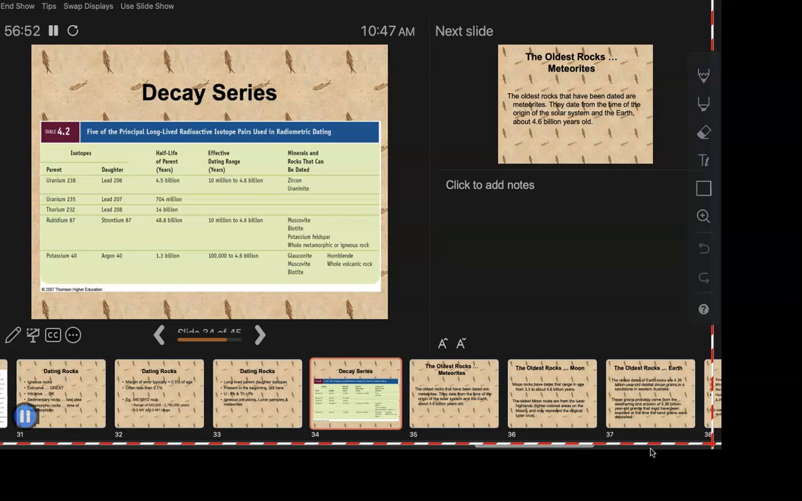Uranium-235 and thorium-232. Thorium has a 14 billion year half-life.